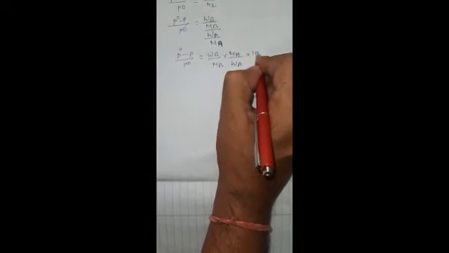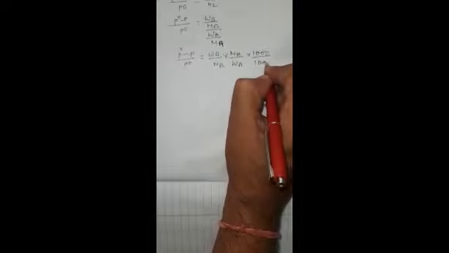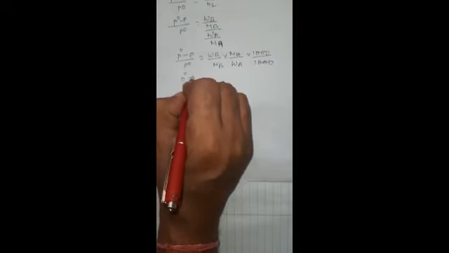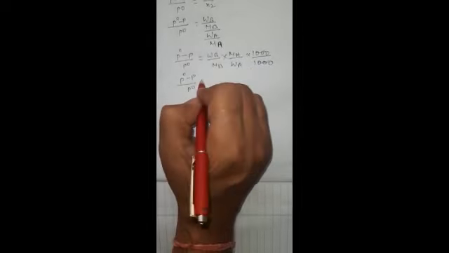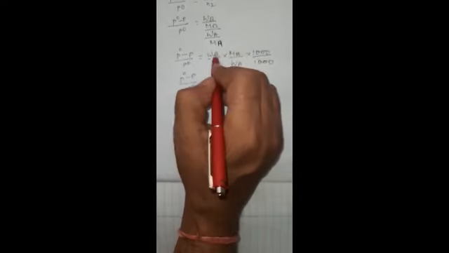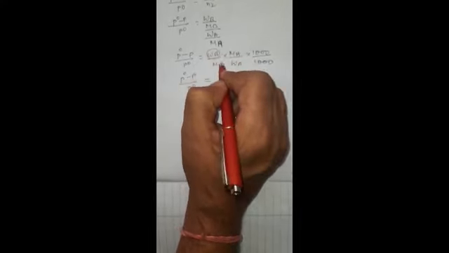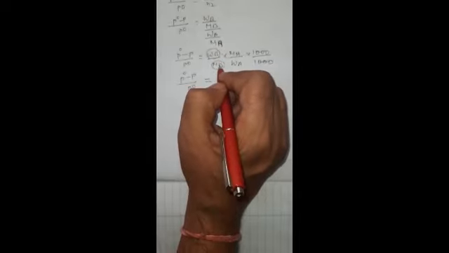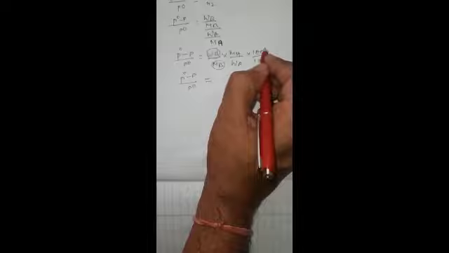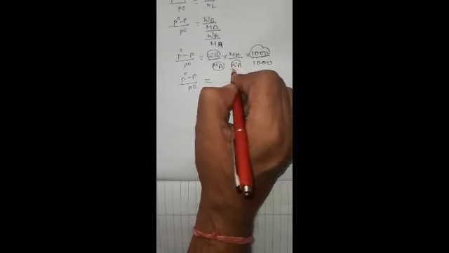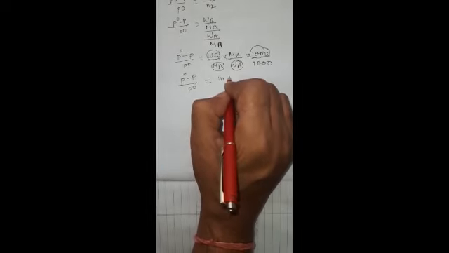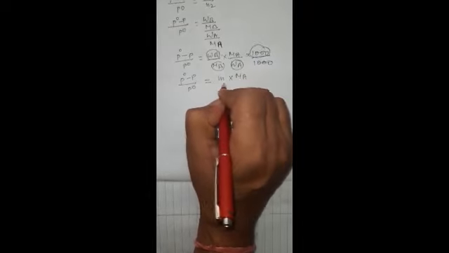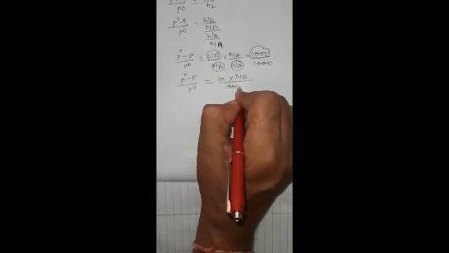Now multiplying by 1000 and also dividing by 1000, P naught minus P by P naught is equals to WB by MB, given mass of solute by molar mass of solute, into 1000 by weight of solvent in gram, that is called molality of solution. So m into molecular weight of solvent by 1000.